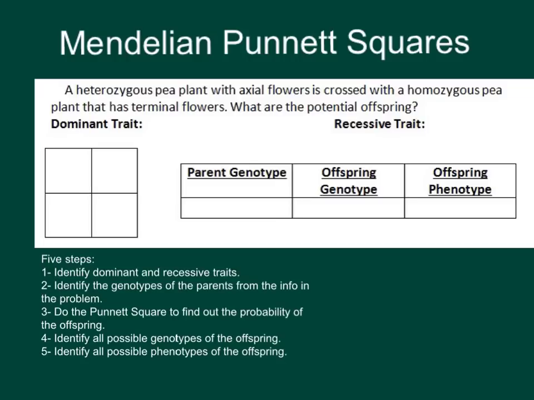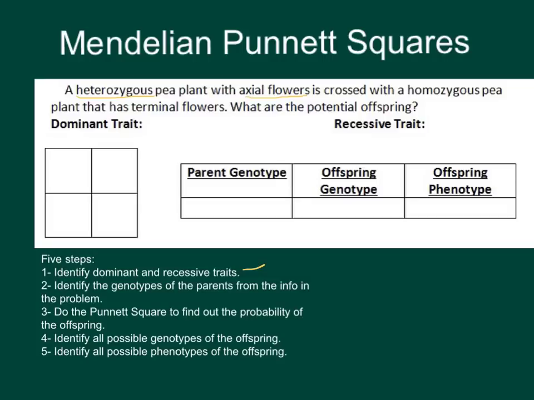So to begin, I've got our little 5 steps down there at the bottom. First, you just read the problem to get an idea of what it's asking. So you've got a heterozygous pea plant with axial flowers crossed with a homozygous pea plant that has terminal flowers. What are the potential offspring? So our very first thing is to identify the dominant and recessive traits. It's tricky in this problem because I don't just come right out and tell you. The first thing that you know is that there's a pea plant that's heterozygous and it has axial flowers.